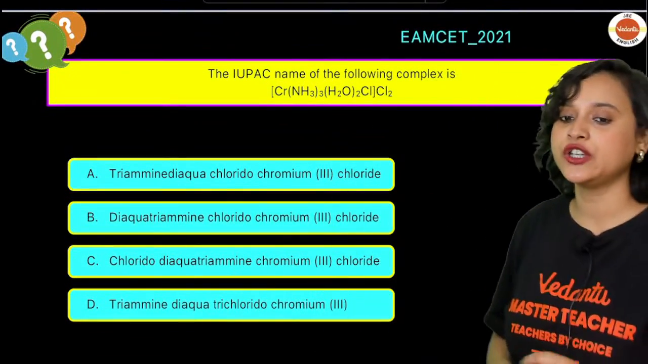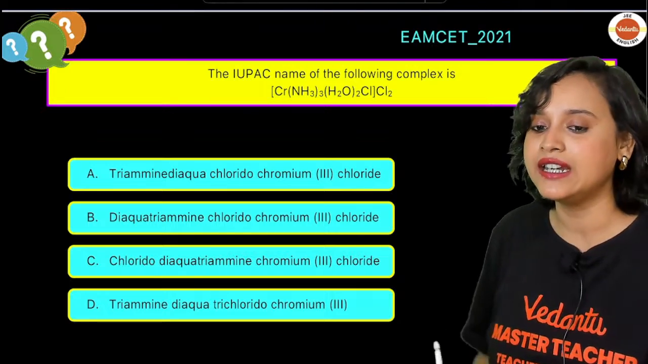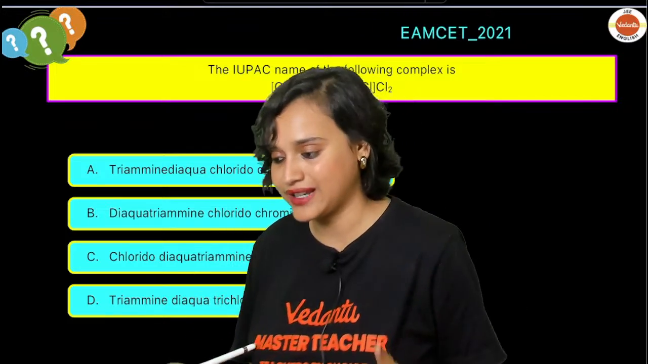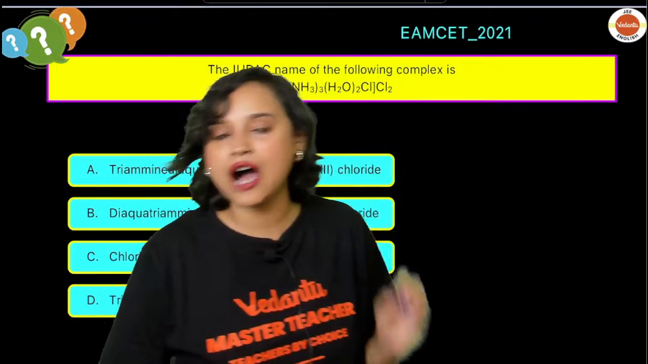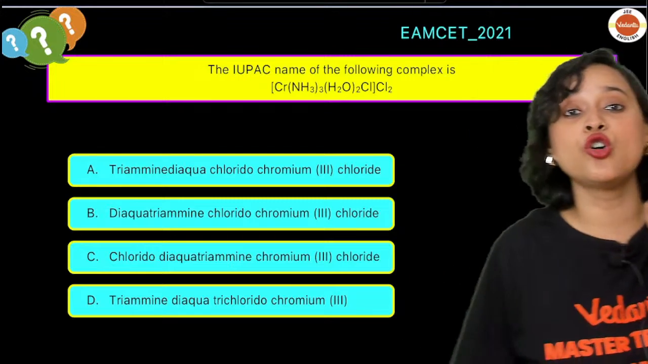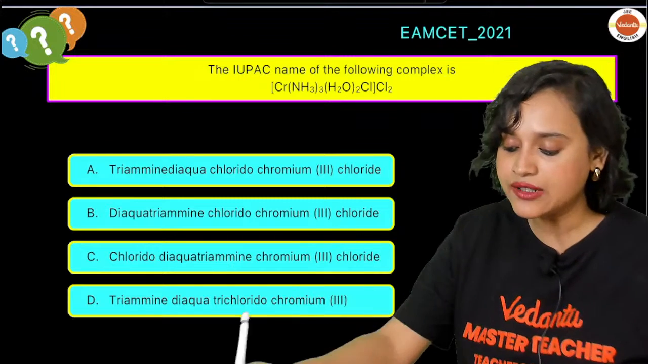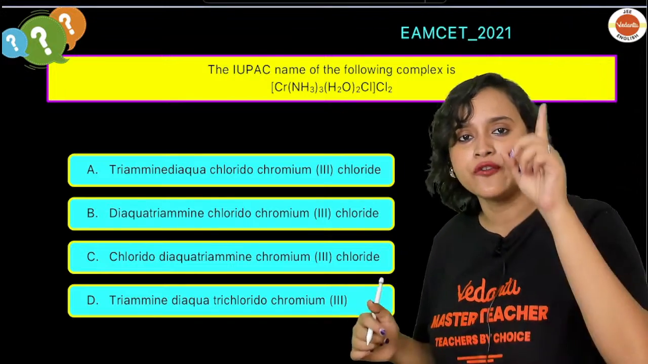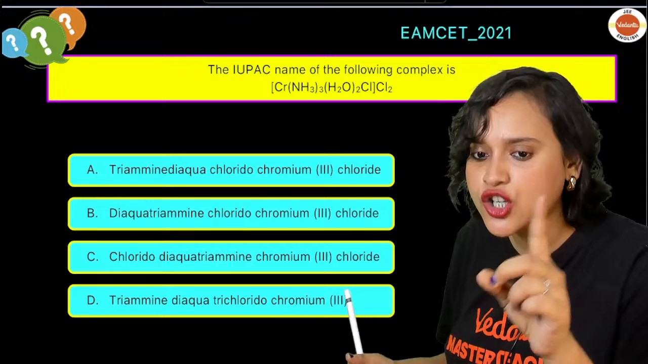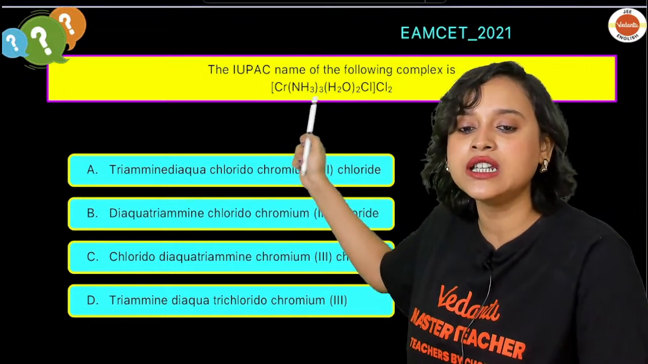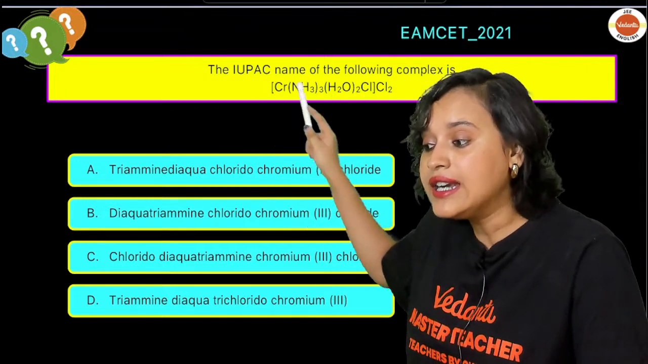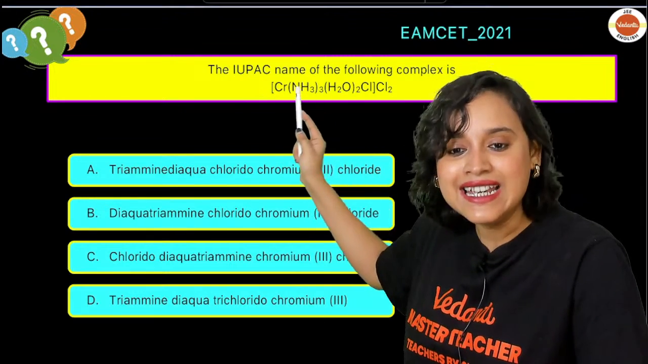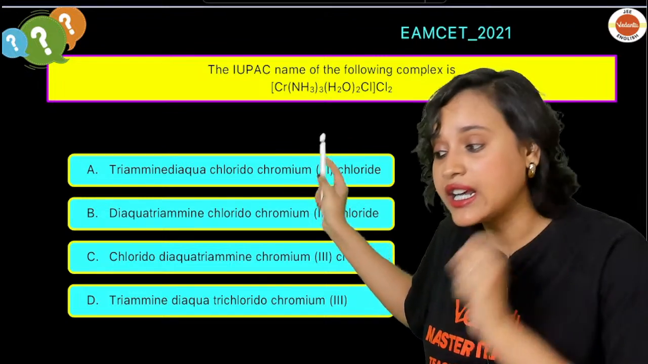Here is another question for you. Let us take a look at the IUPAC name of the following complex. Guys, you must know the nomenclature rules, everyone. What is the nomenclature rule? The first rule is that you start by naming the ligands first, and these ligands are named alphabetically.